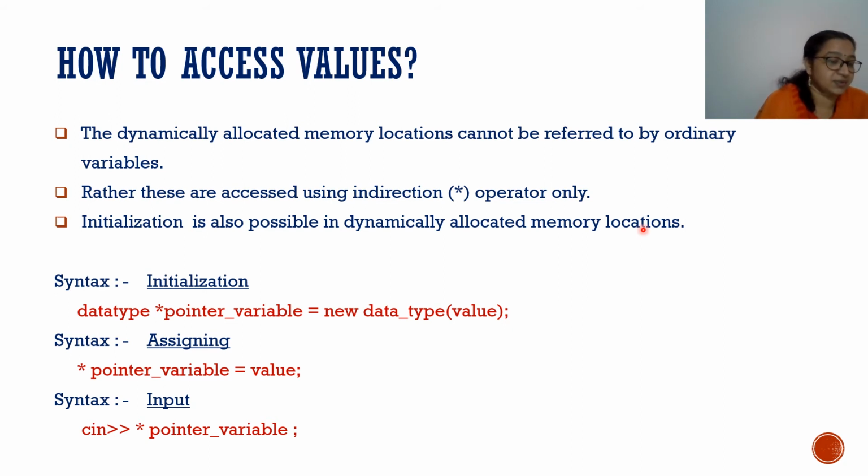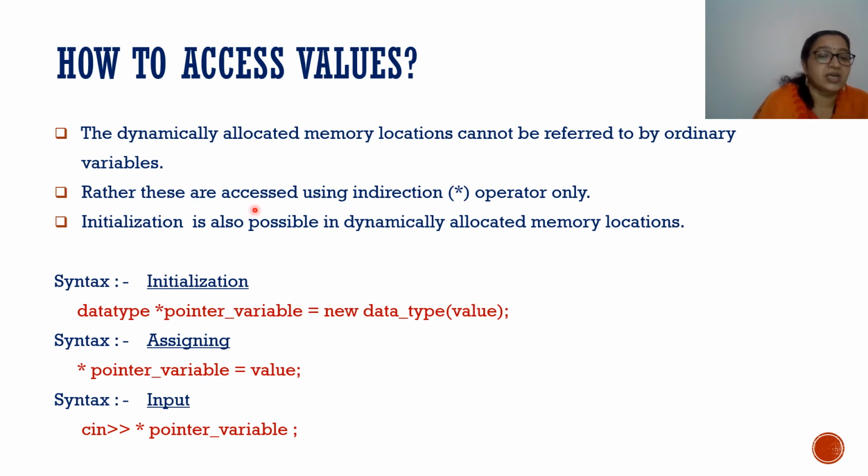What is the syntax for this? See the syntax for initialization. First the data type, then the star, then the pointer variable name is equal to new, then the data type and in brackets the value. So this value will be assigned in the block at the declaration time of a pointer variable. So this is the way of initialization. Initialization means assigning a value at the time of declaration of a variable. So here also, through the pointer, we are creating a cell with the initial value.